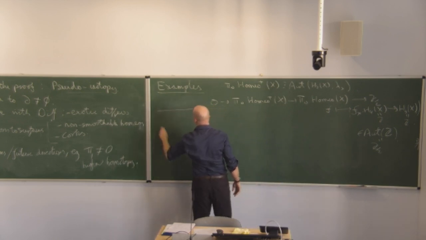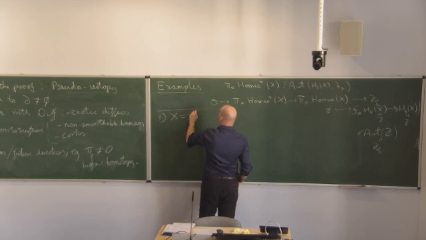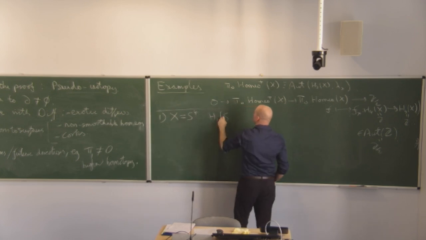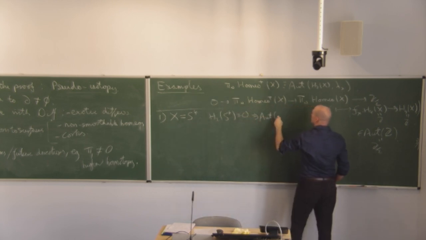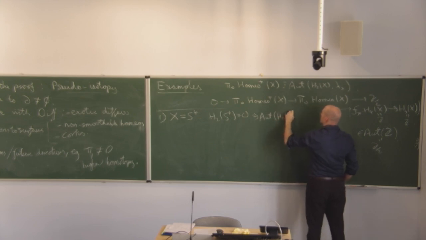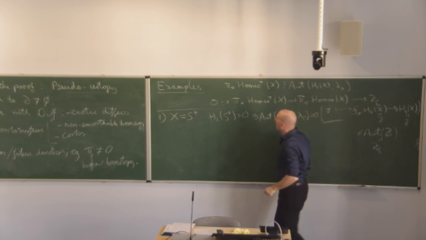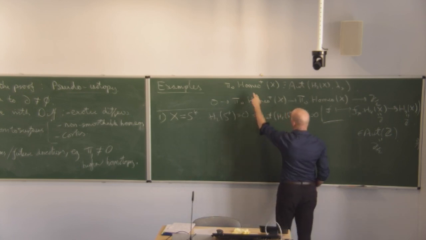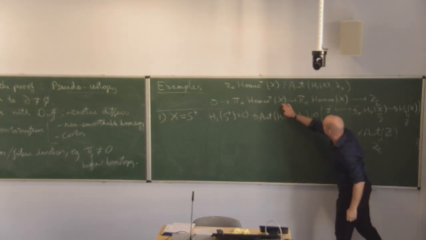So example 1, we could take X to be the 4-sphere, and then of course the second homology is 0, and so there are no automorphisms of H2. And therefore, when we look at this sequence, we can say, okay, this one is 0.